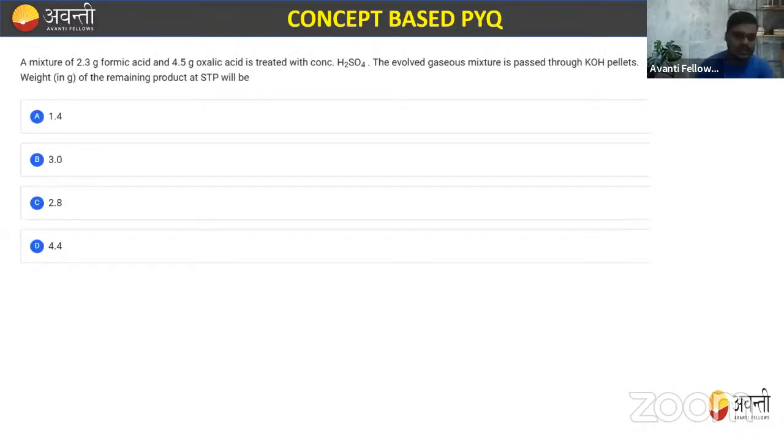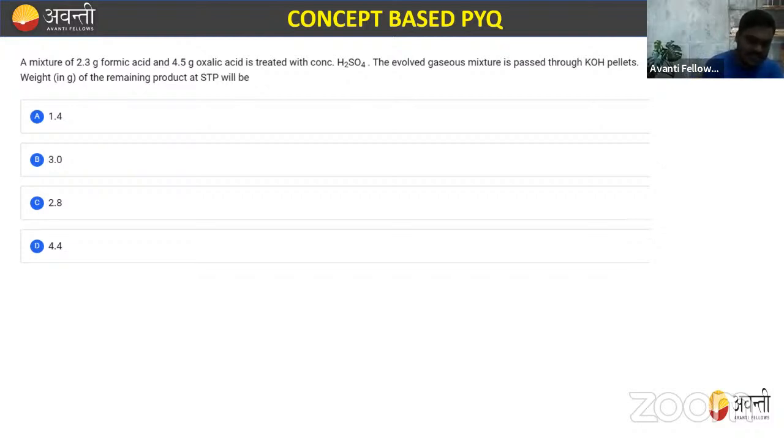The next is a mixture of 2.3 gram formic acid and 5.5 gram oxalic acid is treated with concentrated H2SO4. The evolved gases mixture is passed through KOH pellets. Weight in gram of the remaining product at HTP will be. So you have to calculate the weight in gram of the remaining product, right?